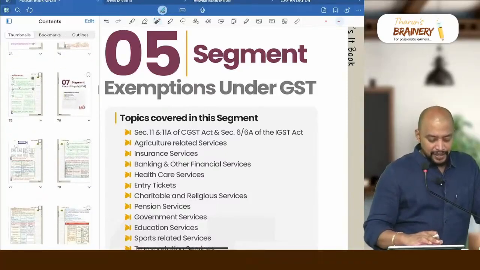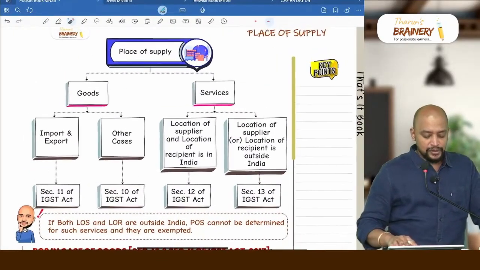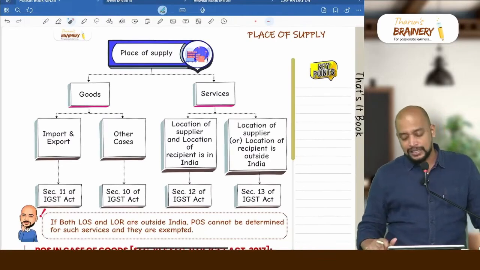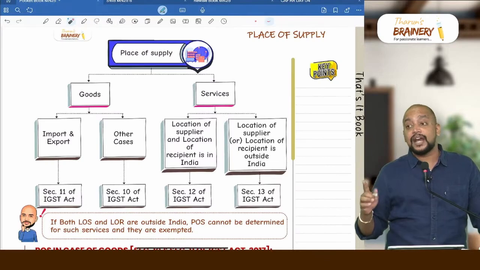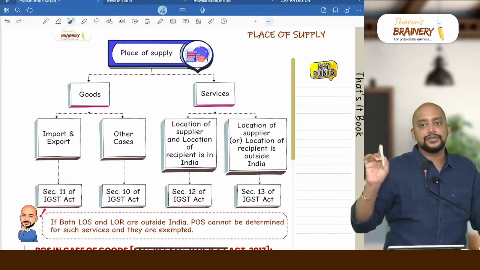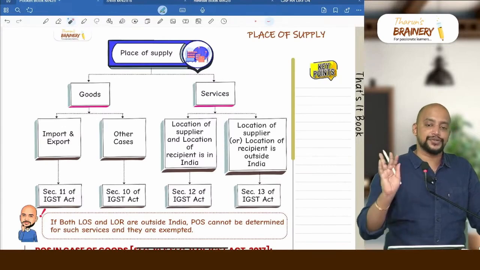Place of supply chapter. So place of supply, segment 7. In place of supply, in total we have 5 sections: Section 11, 12, 10, 13, 14 and one more section, 14A. So they have added. Now in that, first we need to see, in case of goods there are 2 sections.